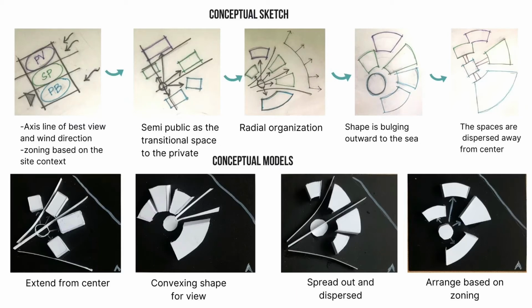Next, I use radial organization and make the center as public and entrance to the building. Then, the other spaces extend in radial manner from the circle. From square, I develop the shape that is bulging outward to the sea, and then make the space disperse from the center. And below is the conceptual model of my design. As we can see from the basic square shape, the shape then is convexing toward the view and spread out. And from the center, the shape is convexing toward the view.